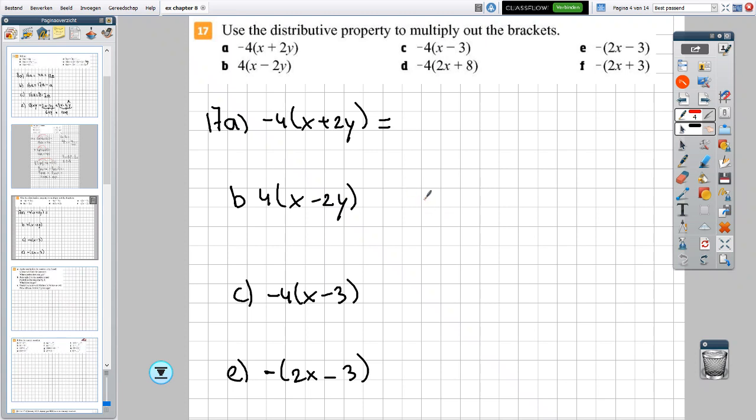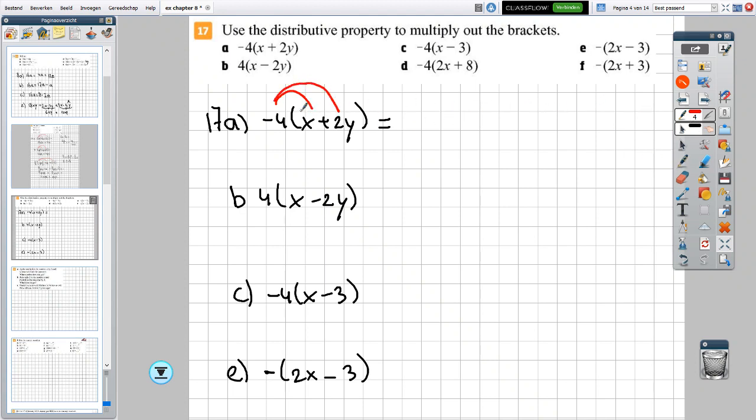Hey everyone, let's take a look at exercise 17 where we're going to use multiplying out brackets to simplify those expressions. The main difference is that now we're also having negative numbers in front or a negative sign inside of our brackets or even both of them. Does it change that much what's happening? No, I don't think so, but you have to be more careful now.